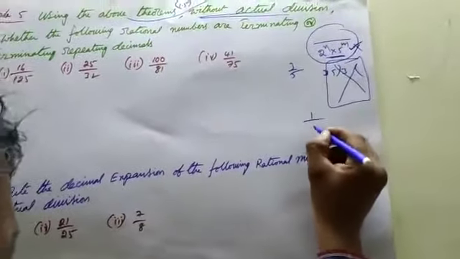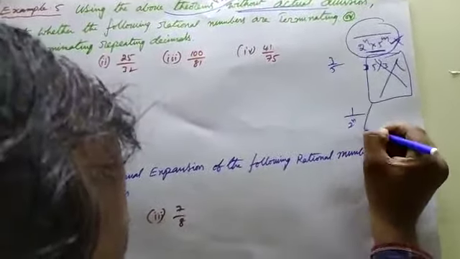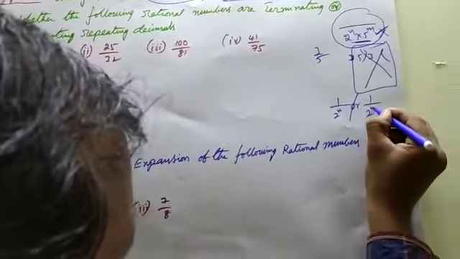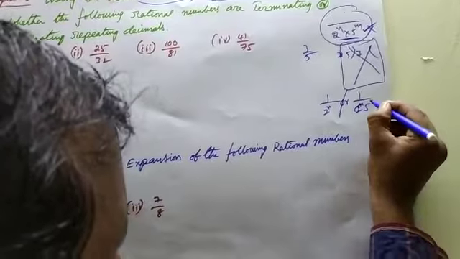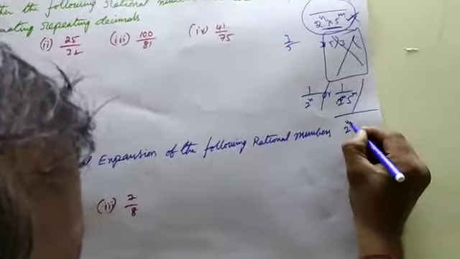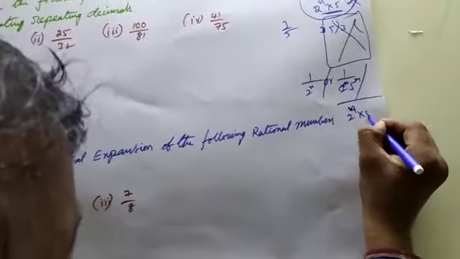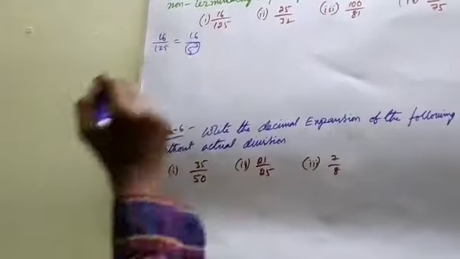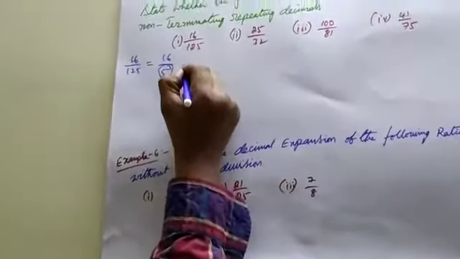In the denominator portion, if it is 2 power n or 5 power m, or the common multiplication of 2 power n into 5 power m, whatever it may be, then this is terminating.